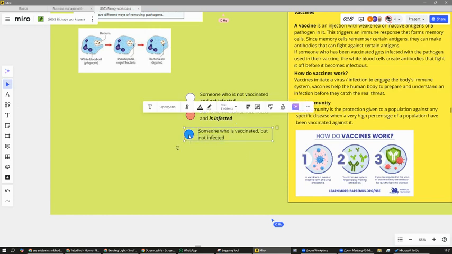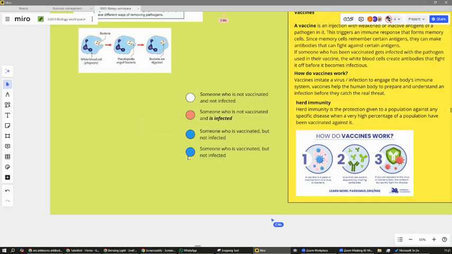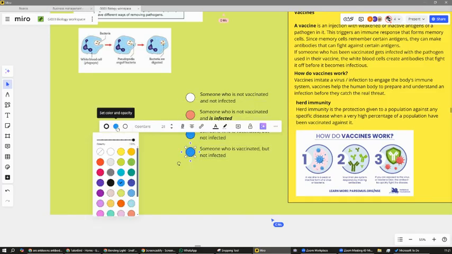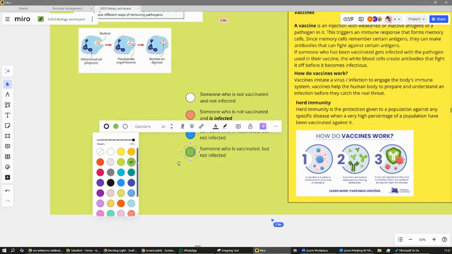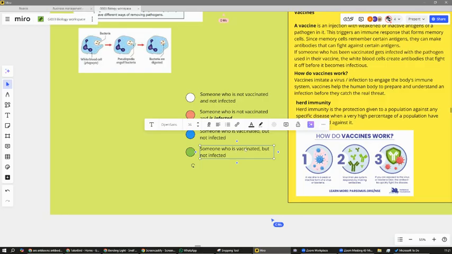And then we'll have maybe a green. Yeah, let's do green. That's not very noticeable. Okay, someone who is vaccinated and infected.